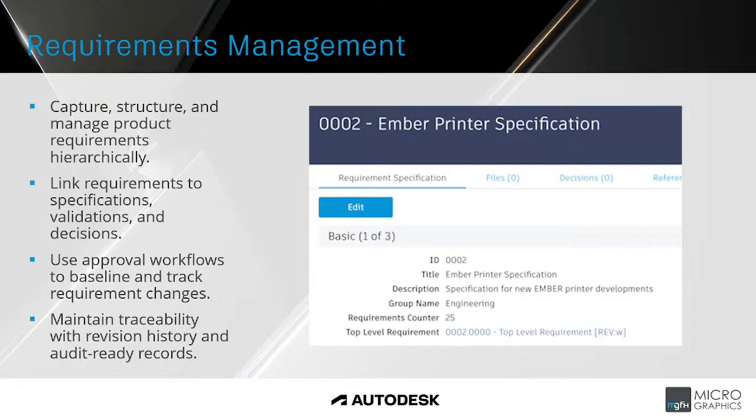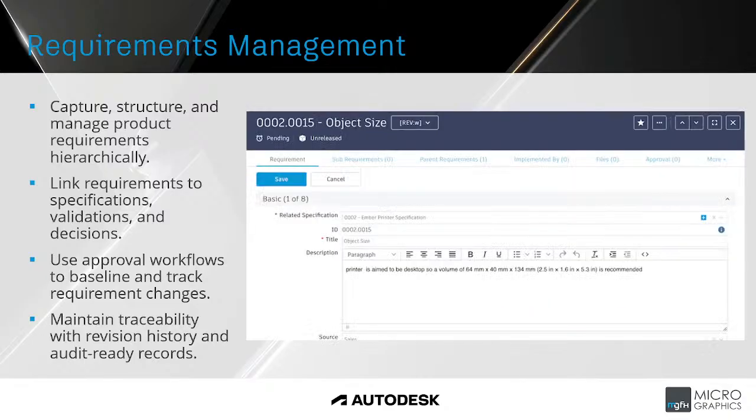And within this overall requirement specification for the development of a new printer, we have a requirement that falls under the specification. And this requirement is for the form factor. So in this case, a size requirement for the printer to adhere to a desktop form factor.